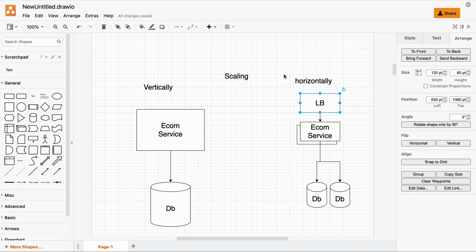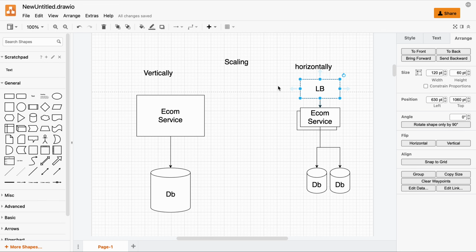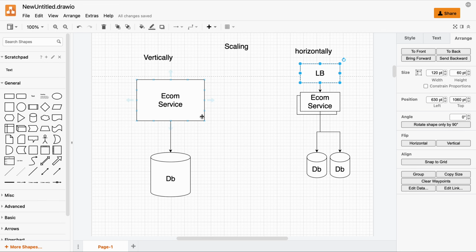Like most of the cases we would go with horizontal, but it doesn't mean vertical is bad, or one is better than the other. It's just that vertical has a certain limitation. It cannot go beyond a certain level because there is a limit to how big of a system that we can get in all these aspects. So at one point or another you need to go with the horizontal.